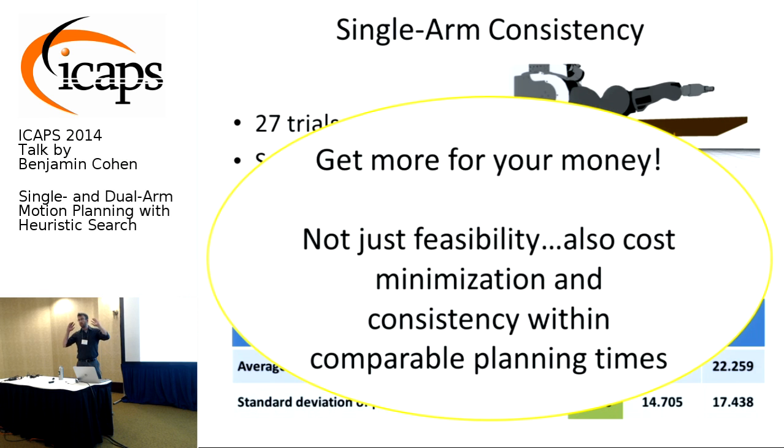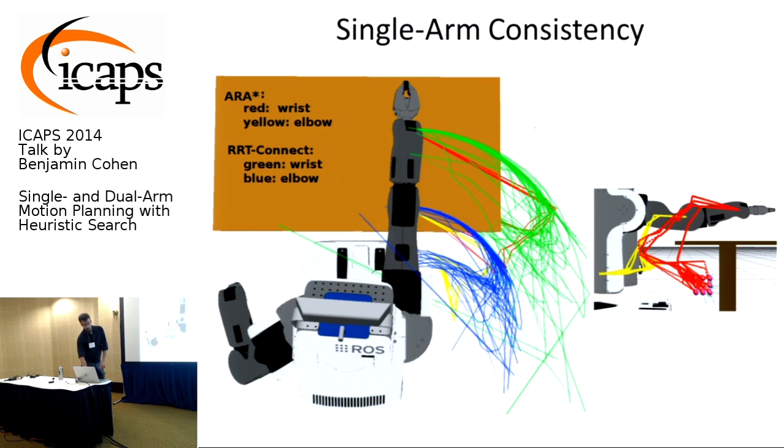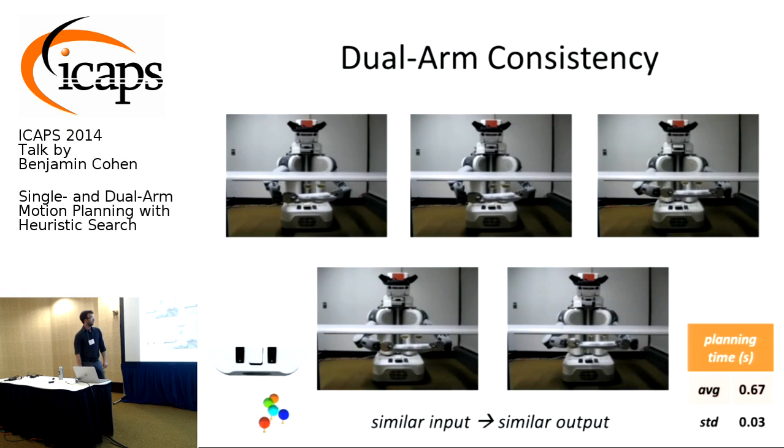Forget about just looking for feasibility now in manipulation planning. That's how it's been for so long. Now we can also get cost minimization and consistency with comparable planning times to sampling-based approaches. Here is the path length of the robot's paths in those trials, just to show you that they're very similar across 27 trials. They just diverge at the end to go to their unique goal poses.